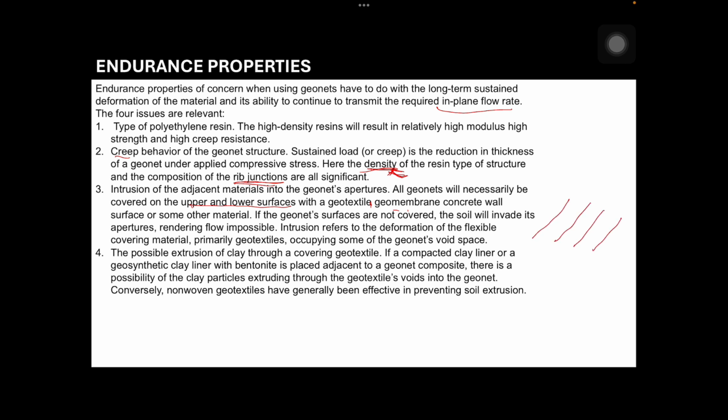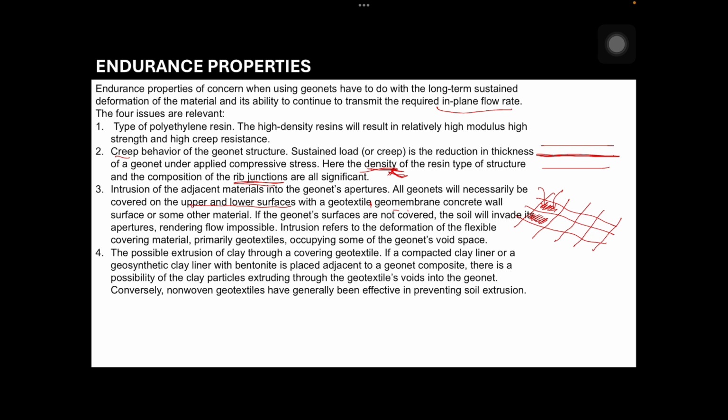To explain that, our geonet is like a net. So we provide a covering on both surfaces. You can use geotextile or geomembrane on the top and bottom. Let's have a cross-section. So, this is the geonet, and you can have a covering on top and bottom, geomembrane or geotextile. That is also to prevent the soil from going into the openings of our geonet, because if they get covered, its drainage capabilities will be lessened.